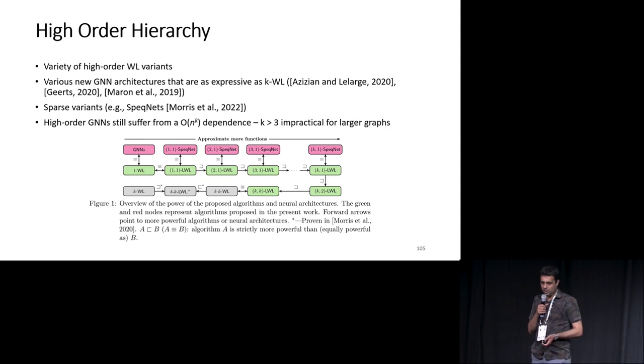Okay, and it turns out these higher order GNNs can give you more expressive power, and there's this nice hierarchical summary in the work of Morris et al. One thing to note, again, you do get this n to the k dependence. So typically, if you have large graphs, you can't really go for k bigger than 3, for instance.